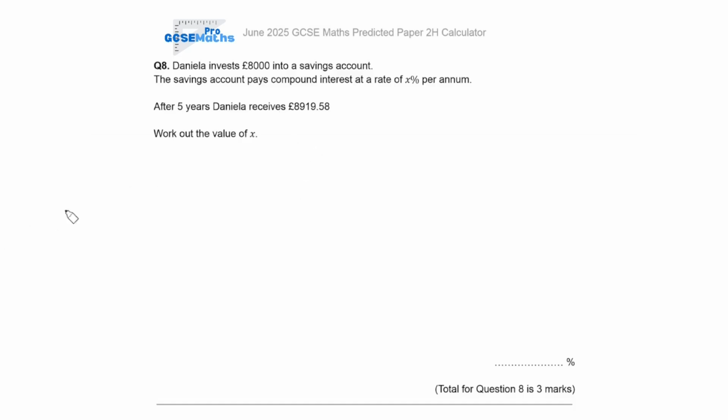So I'm just going to set up my compound interest formula, which is on your formula sheet. You start with the initial amount, or the principal amount, which is the 8,000, multiplied by 1 plus the interest rate, which I don't know, so I'm going to put it as X, over 100, to the power of the time, which is 5 years. Now, in this case, I actually have what that is equal to. The answer would be the 8,919.